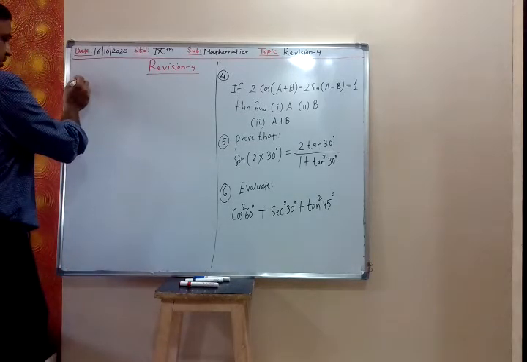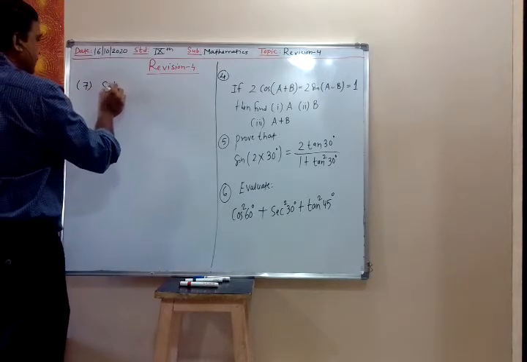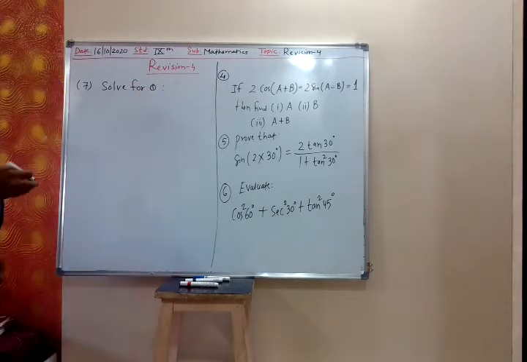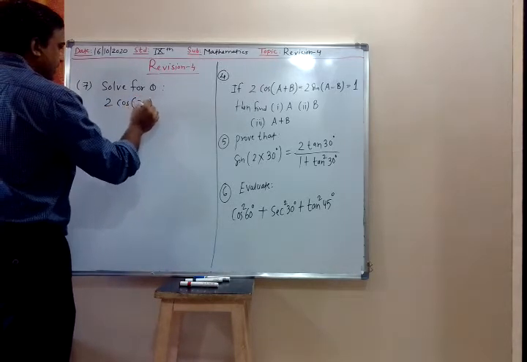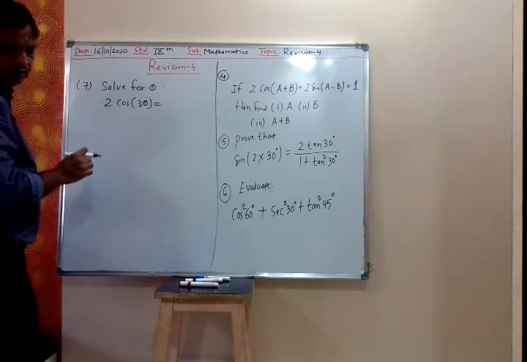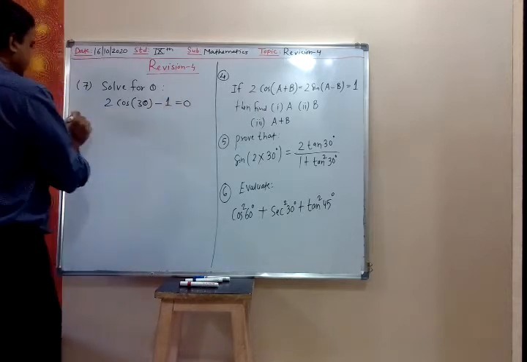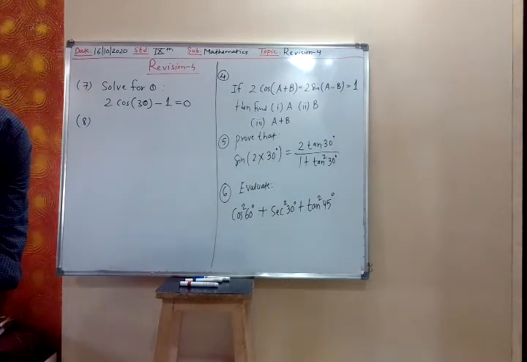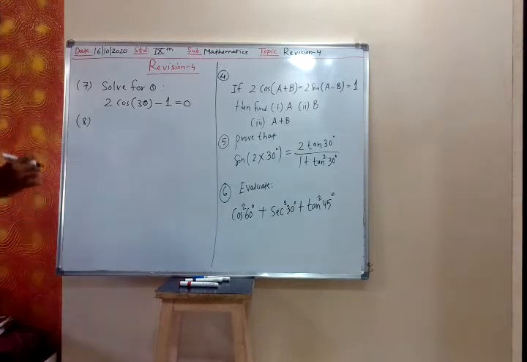Then seventh, solve for theta. You have to find the value of theta. It is given 2 cos 3 theta minus 1 is equal to 0. You have to find the value of theta. Wait.